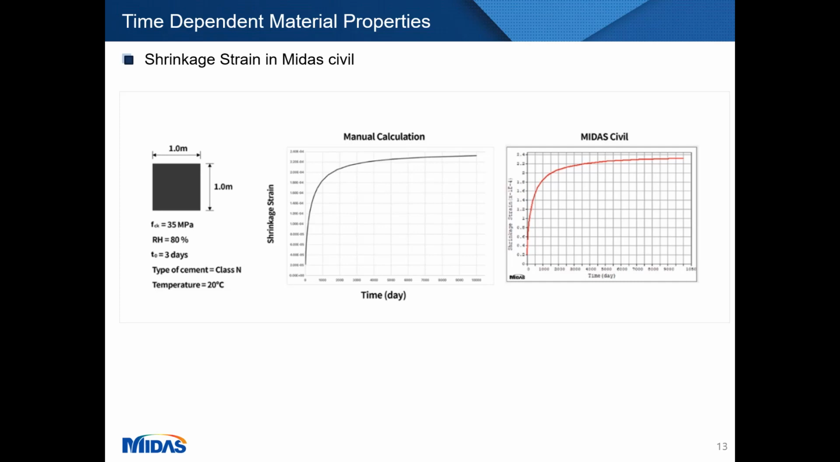So like this, at any given point of time, the shrinkage strain will be obtained from the graph and applied to the analysis, and based on that, the time dependent effects will be considered in the analysis. Now next let's look at the compressive strength, how the compressive strength variation is considered in MIDAS Civil.